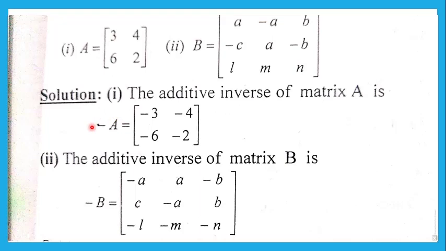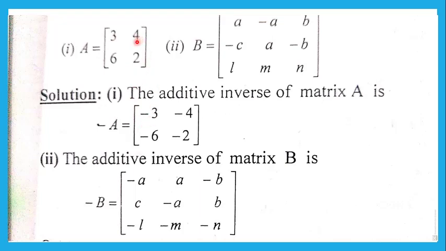Here you can see I have written minus with the matrix A, because we are going to find the additive inverse, so we need to change the signs. First of all, change the sign with the A. This becomes minus A is equal to. Now over here in the matrix A, 3 is plus, so I just changed this plus sign to minus 3.